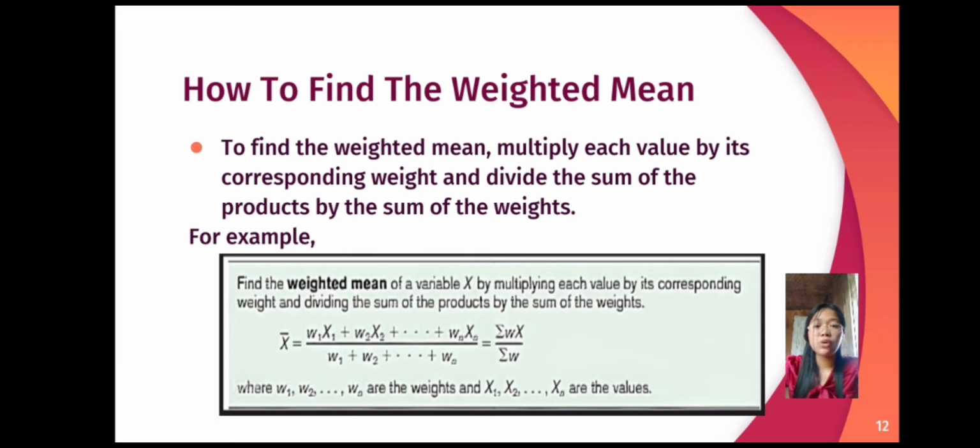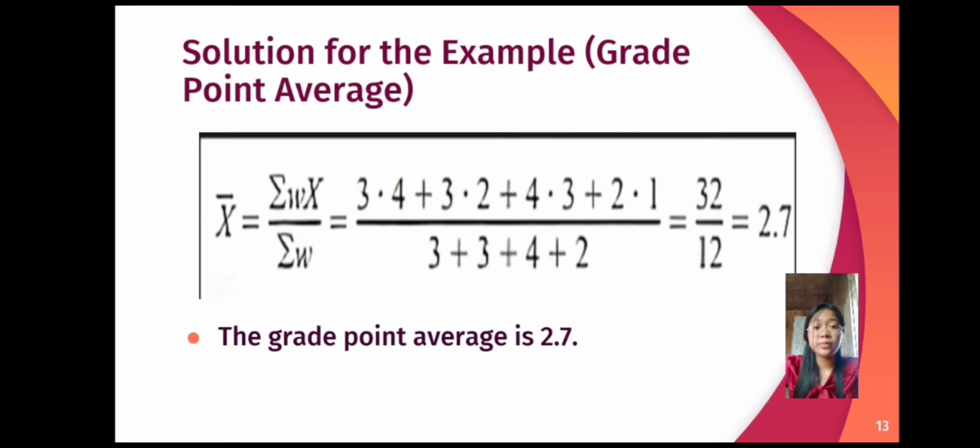So applying it to our example mentioned before, we will have 3 times 4 plus 3 times 2 plus 4 times 3 plus 2 times 1, which would equal 32, and our sum of the weights would be 3 plus 3 plus 4 plus 2, which would equal 12. So 32 over 12 is equal to 2.7. So our grade point average here is 2.7.